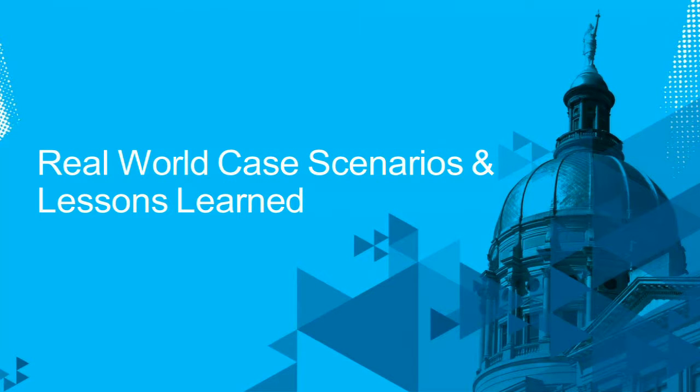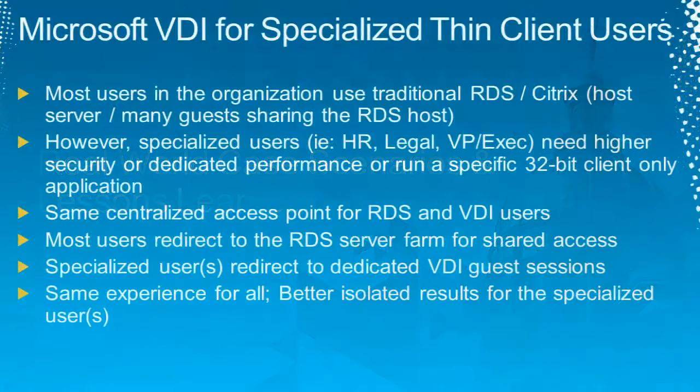So, a couple of last sections here. One, real-world case scenarios, where this whole thing fits in and where the different applications fit. So, remote VDI for specialized traditional RDS Citrix clients. As I mentioned, the common use for any type of VDI is if I can't do it in Terminal Services, then I'm going to set up a VDI guest session. So this might be something that requires a 32-bit guest session. It might be something where I want dedicated security.